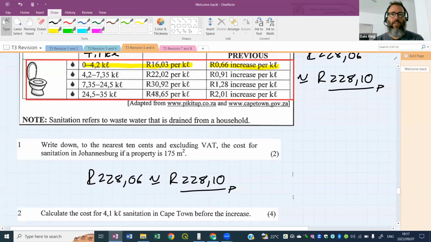So how are we going to find what the previous tariff was? Don't you need to multiply it by 16.03 kiloliters? We do need to multiply the kiloliters in the tariff eventually. But this tariff here, the 16.03, is the current tariff. It increased by 66 cents to this one here, 16 rand and 3 cents. They're saying we mustn't use this current one. We've got to use what it was before the increase. So if something increased by 66 cents to 16 rand and 3, what was it before? How are we going to find that?